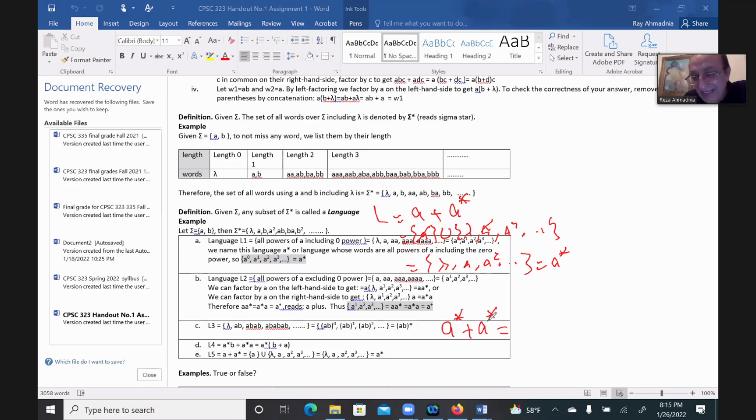Does this add anything more to this set? No. Does this add anything more to this set? No. Therefore, the result is A star. Okay, so that's why I said a lot of theory at the beginning here, because these are the things we are using from discrete mathematics here, and there are more things like this one in this course.